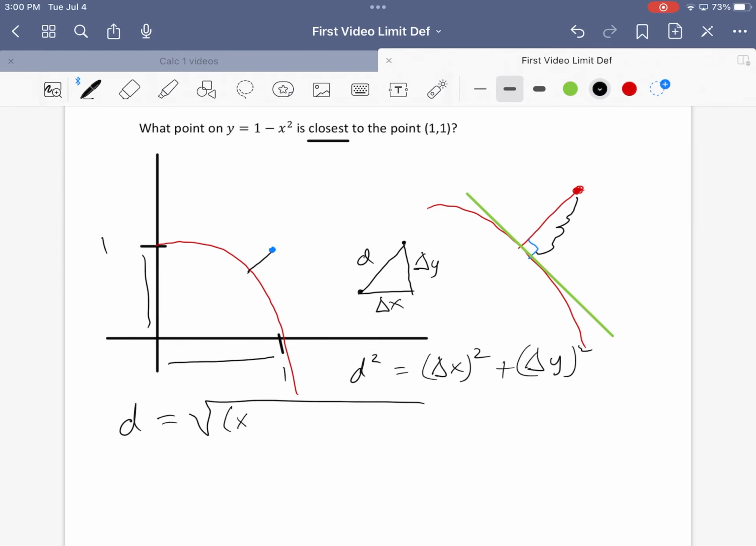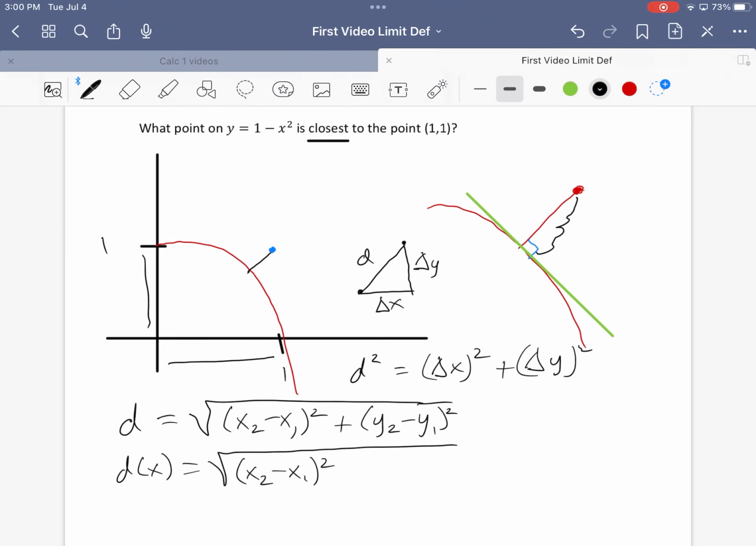Therefore the distance itself would equal, and this is the formula that we generally use, the square root of the difference in the x's squared plus the difference in the y's squared. Okay, so this is the function, and I'm going to go ahead and write it as a function of x. Now you might think, wait, isn't it a function of both x and y? That's true in its current form, but we will be able to get it into a function of just x. So this is the function that we want to minimize.